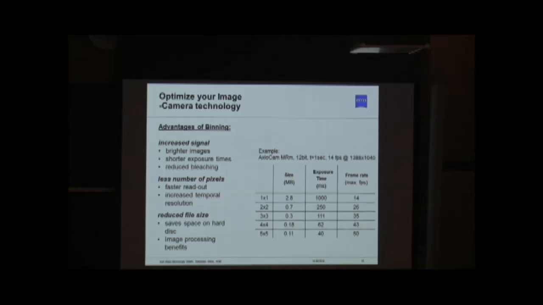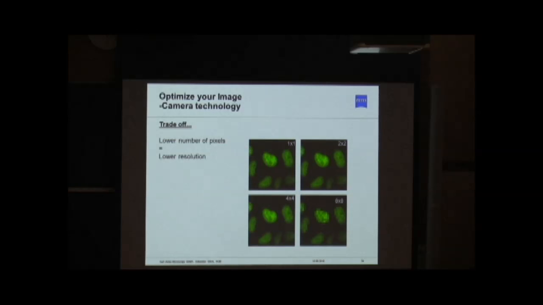The advantage of doing that on the system is, as I told you already, to increase your signal in case you have a thin sample, so you get brighter images. And the nice thing is you can reduce your exposure time and also reduce your bleaching in case you're facing some bleaching issues. Another advantage is that if you have a lower number of pixels, you have a faster readout and you can increase your temporal resolution in your imaging. Another nice advantage is you reduce your file size because you have a lower number of pixels. So you're much faster with respect to image processing in ImageJ or any other kind of image processing software.